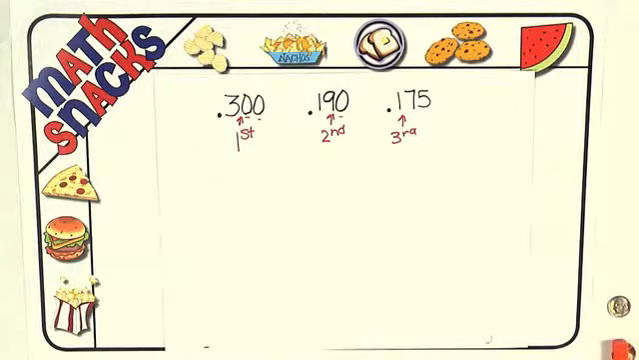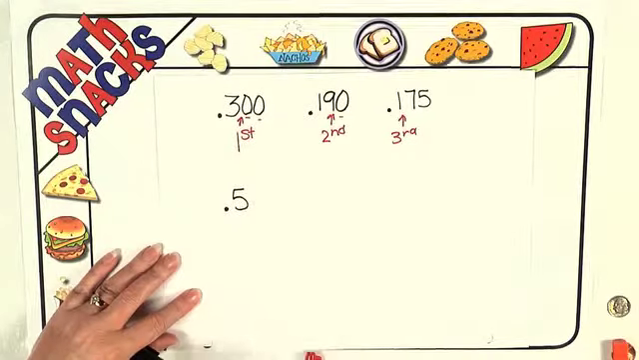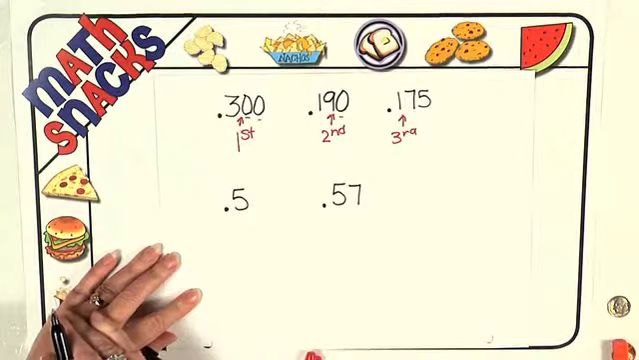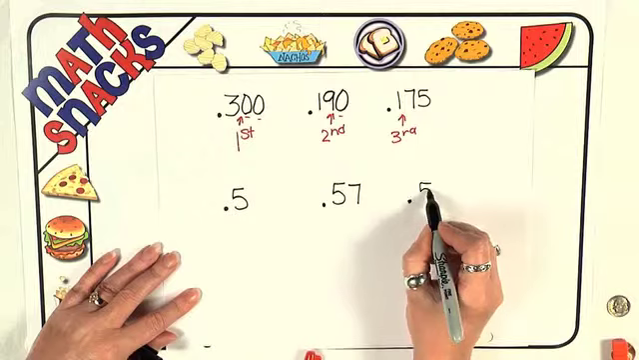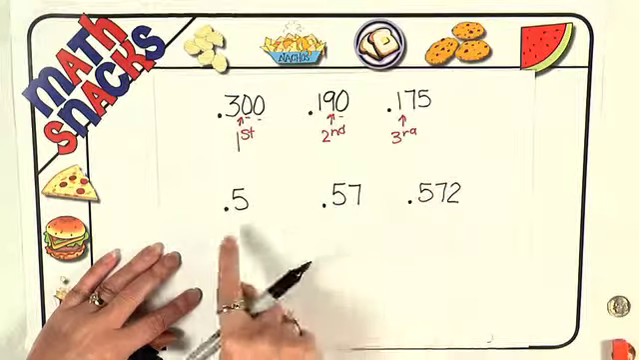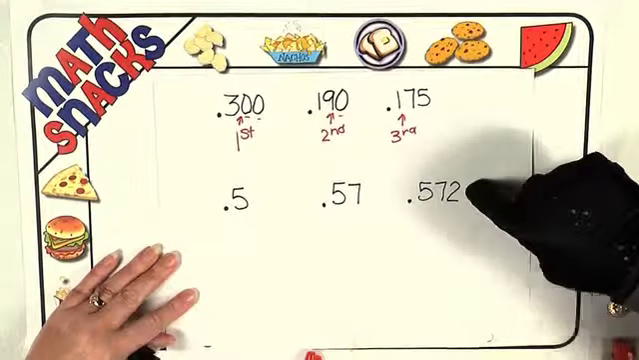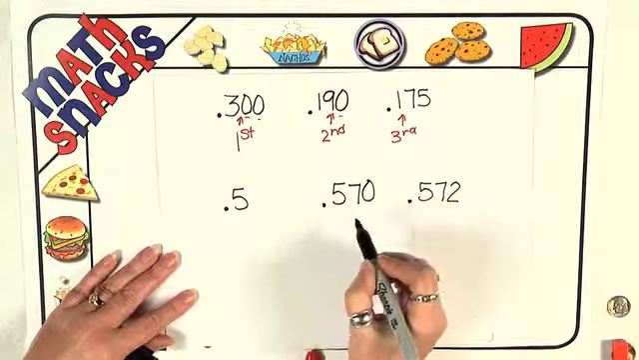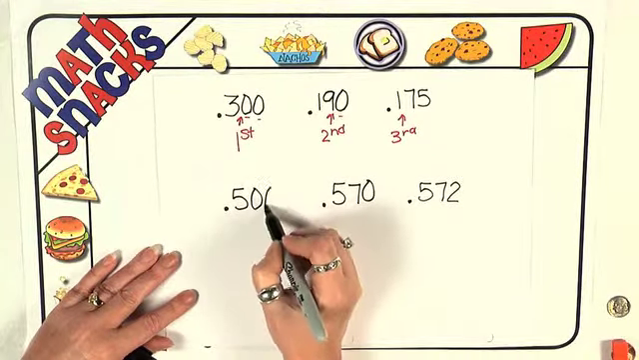You want to try one more? Yep, one more. Let's give you 5 tenths, 57 hundredths, and 572 thousandths. Right now I've got apples, oranges, and lemons. You do. So you've got to make them all into lemons because they have more place value. So this would be the same as 570 thousandths. That's correct. This would be the same as 50 hundredths or 500 thousandths.